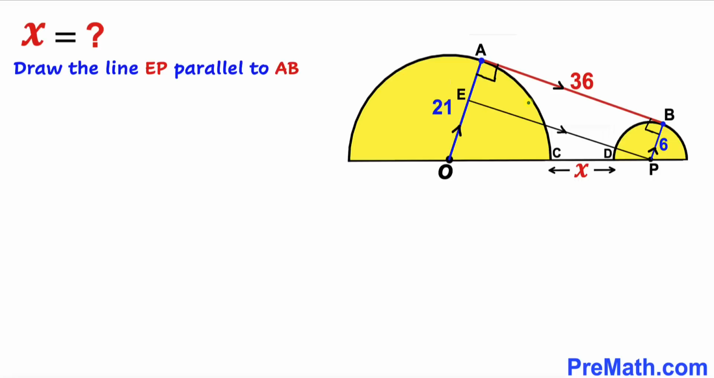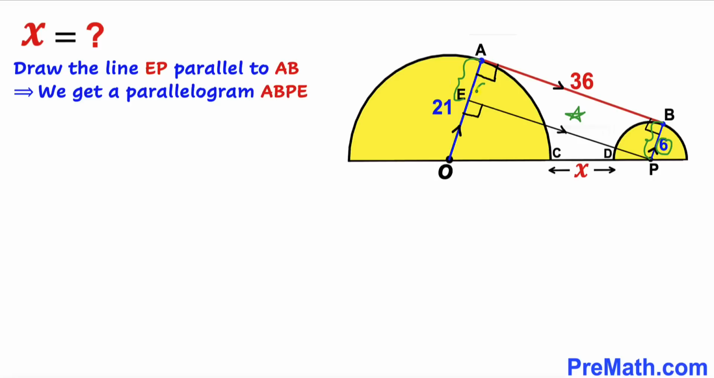And here's our next step. We have drawn this straight line EP that is parallel to this line AB, as you can see. And as a result, we get this parallelogram ABPE. Now we know that this angle is 90 degrees, so therefore this angle has got to be 90 degrees as well, since they are corresponding angles. And since we are dealing with this parallelogram, this side length PB is going to be equal to this side length EA. If this side length is 6, this is going to be 6 units as well.